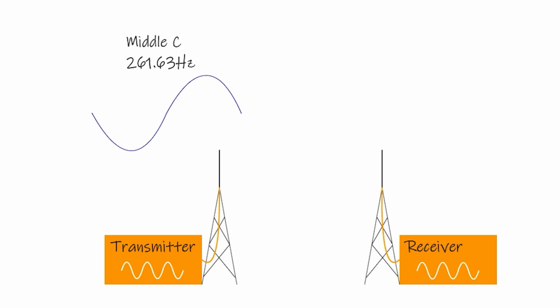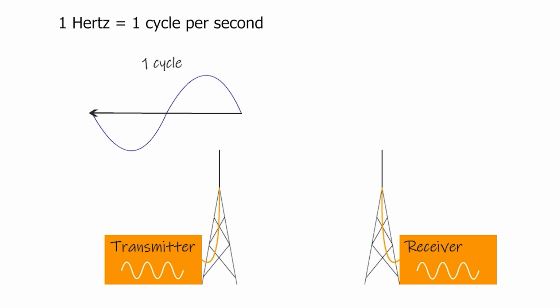A single cycle is the period from when the wave crosses the center line, representing 0 volts, in the positive direction, to when it returns to the center line from the negative direction. 1 Hertz means one of these cycles happens every second. So for our tone at 261.63 Hertz, there are 261.63 of these cycles happening every second.